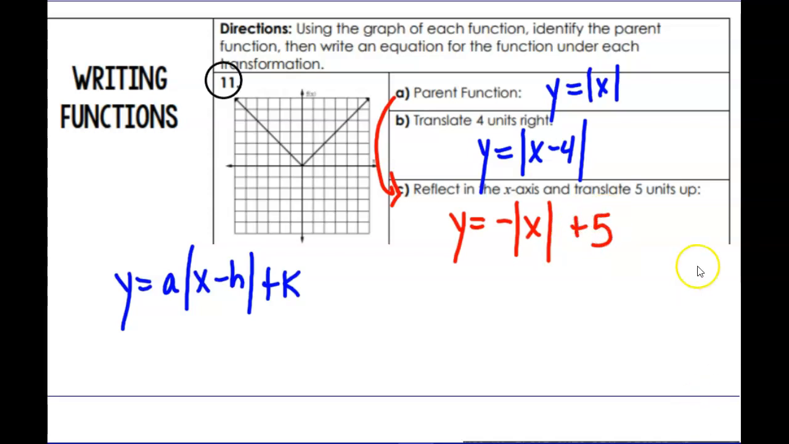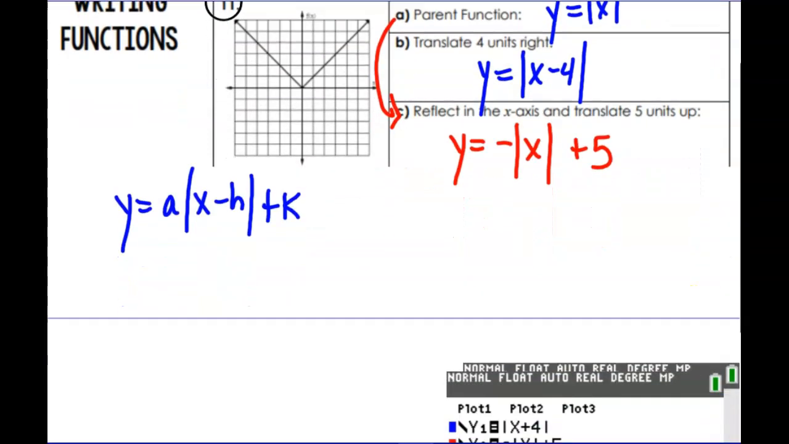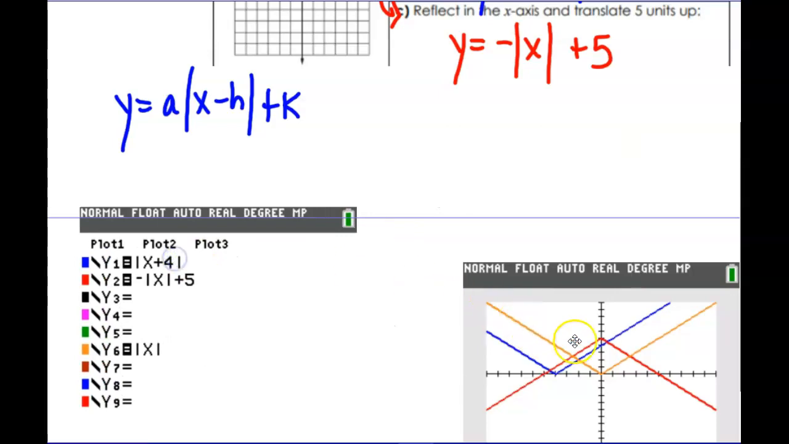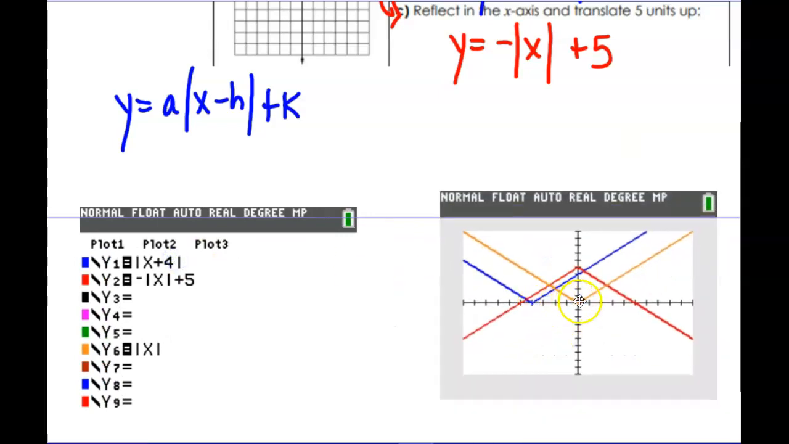Does anybody know how to find this in the calculator? Okay, here's the parent function. It is the orange one. We did left 5, or left 4 was here, x plus 4. Is that what we wrote down? And then a negative x plus 5 is the red one. Did they say upside down and up 5?